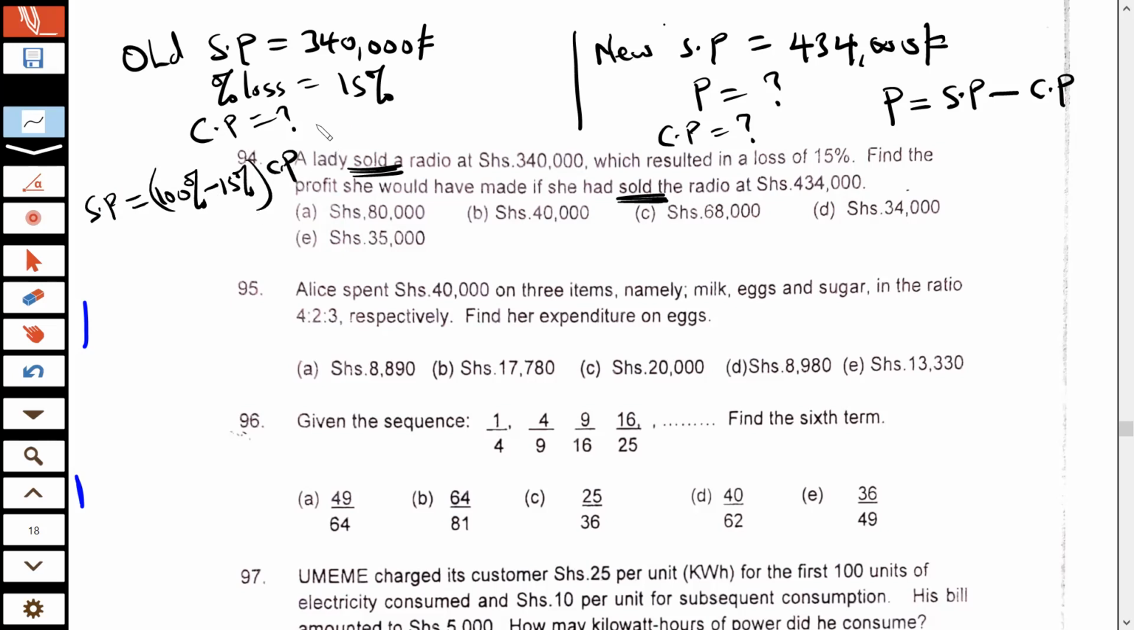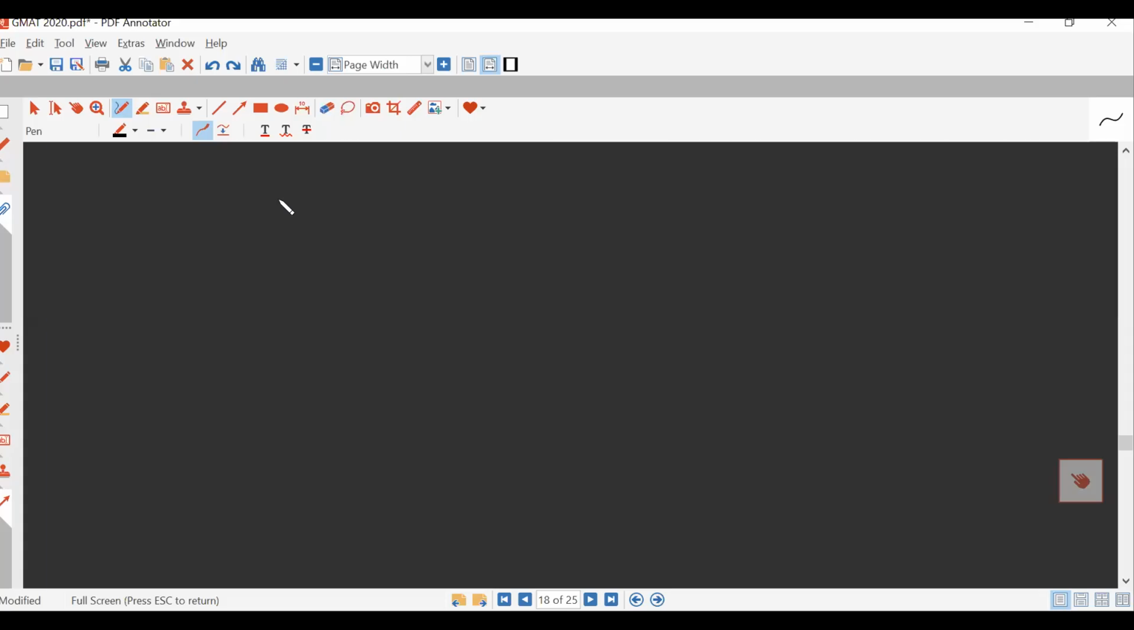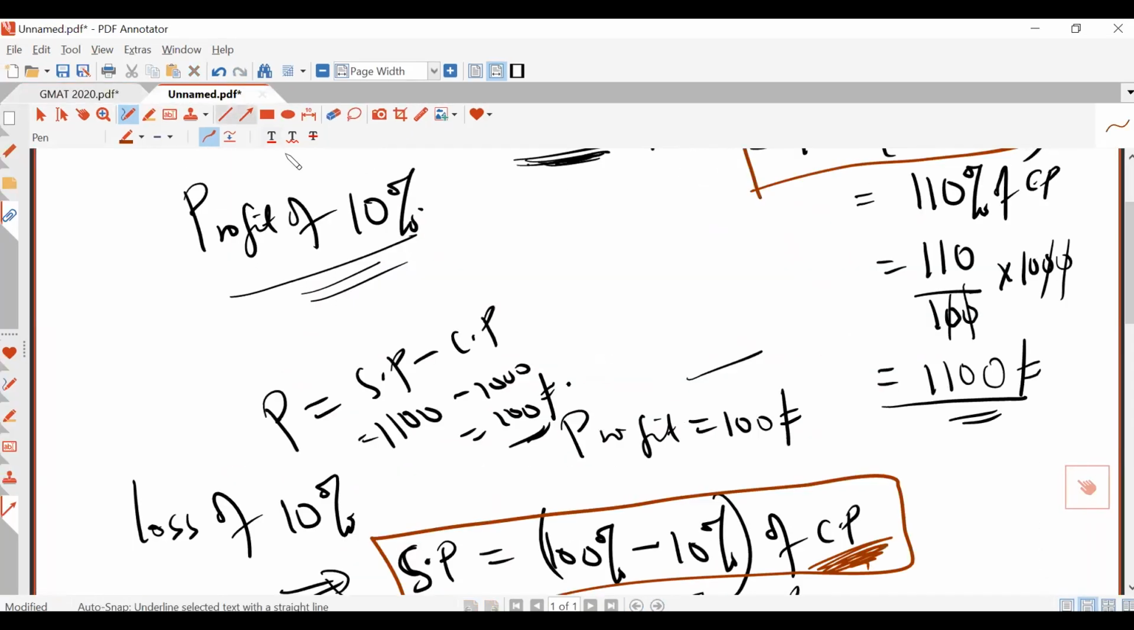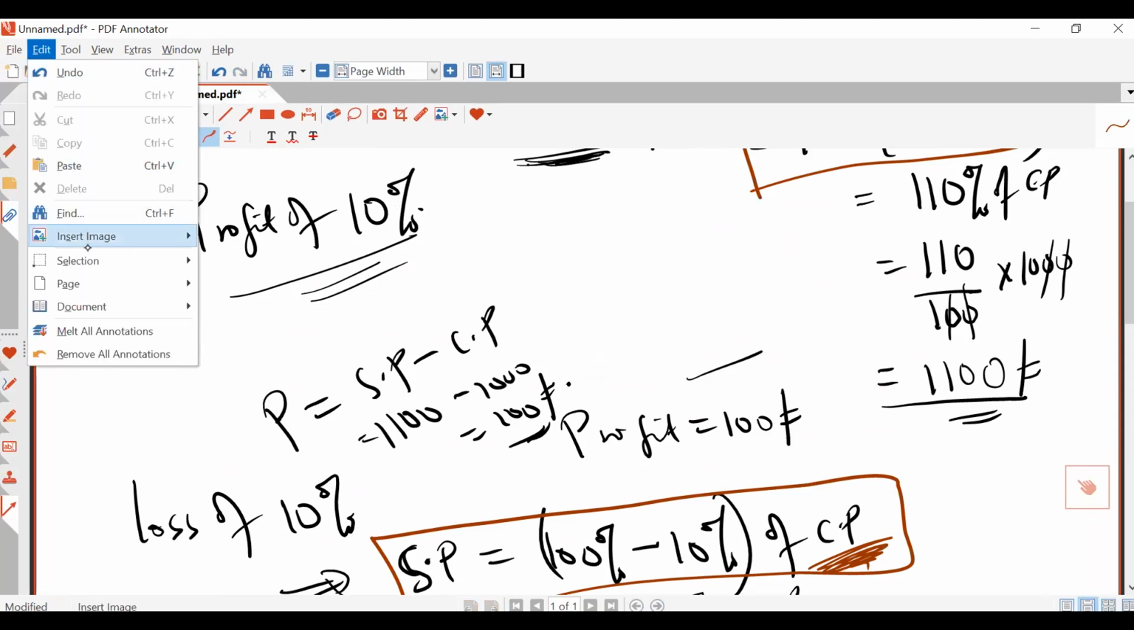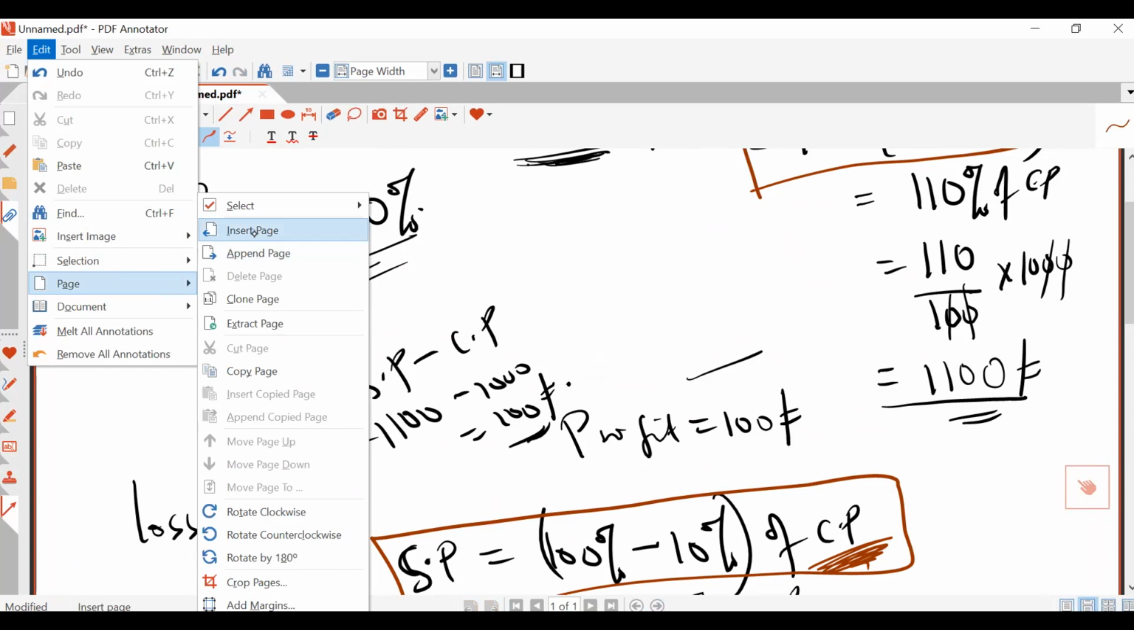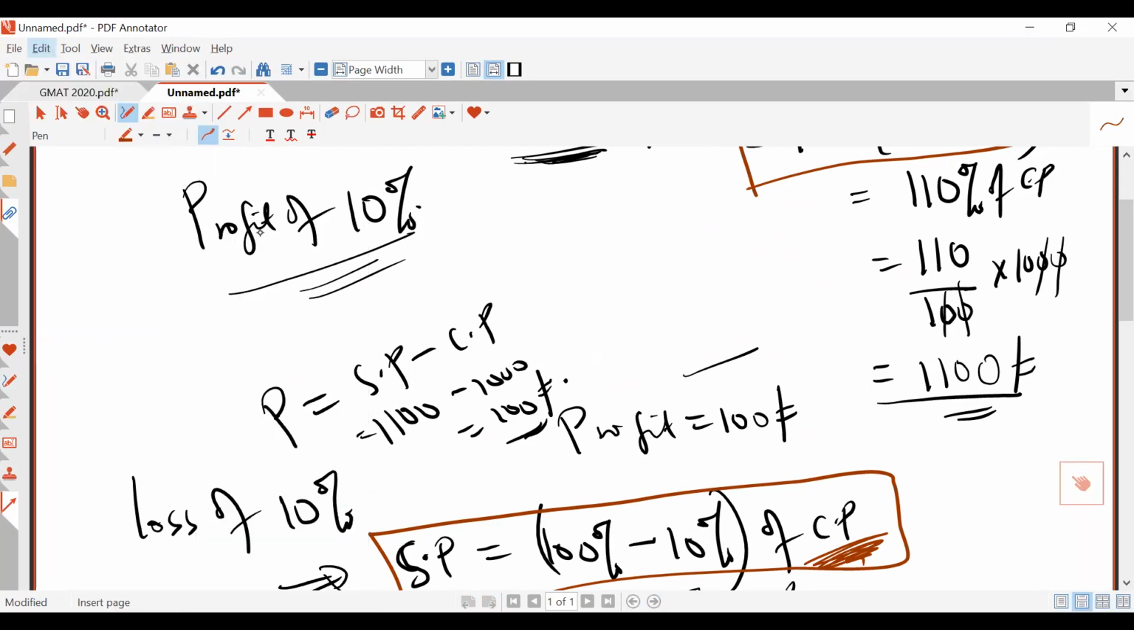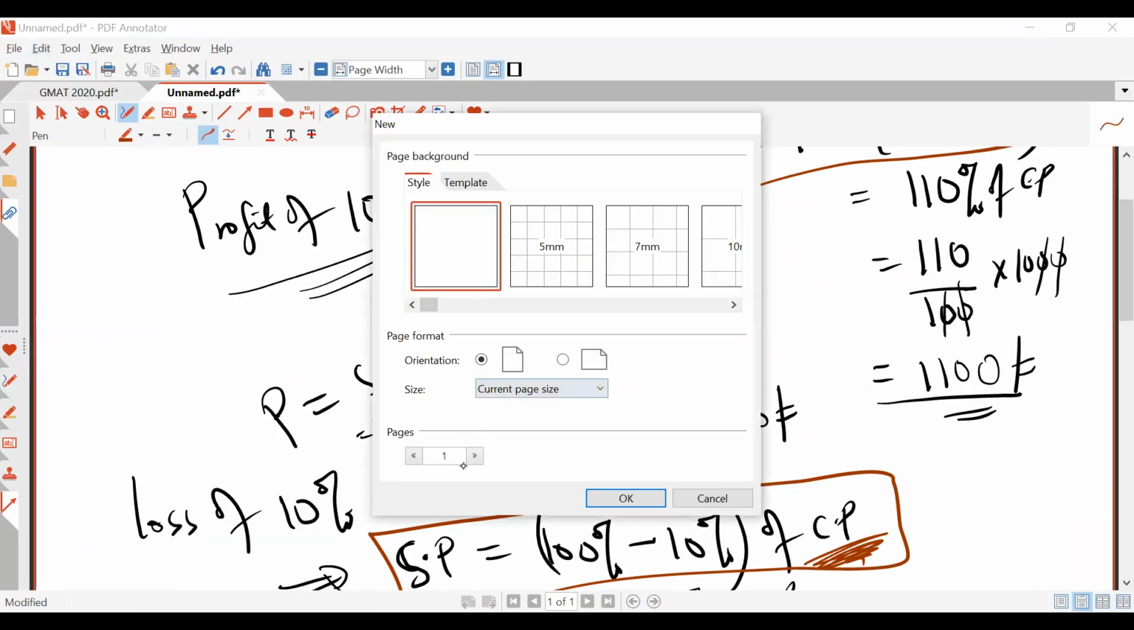You're going to allow me to write on the other side because this space is not enough for me. Let me write here. First get a new page. Insert page below. Okay.